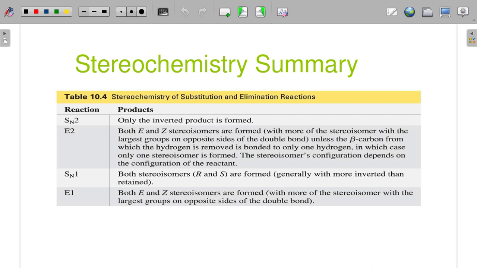All right, so a summary of our stereochemistry. SN2 does give us only the inverted product, where the stereocenter is inverted. E2 gives us E and Z. And it gives us both. But if our beta position only has one hydrogen, you get E or Z. And you actually would need to look at the stereocenter to figure out which configuration you get. If it's a reaction with SN1, you get R and S, generally a little bit more inverted. And if it's E1, you get E and Z. And you end up with both on E1.